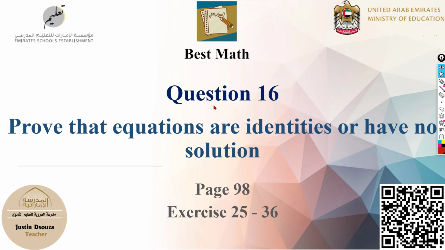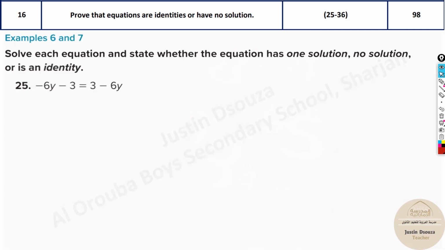Now, the first question, that's question 16 in the writing part, is to prove that equations are identities or have no solutions. Now, the questions will be like this. If you do it in the calculator, what happens is you will get a math error. You will get a math error for both an identity or no solution, I think. Anyways, we will check it in a while. But how do you do it manually? It is very simple.